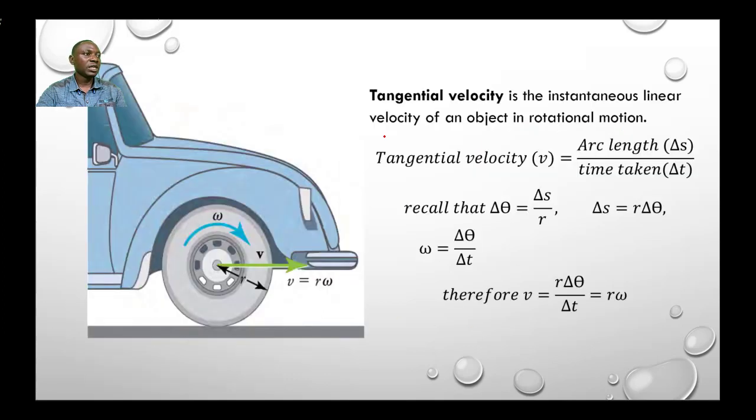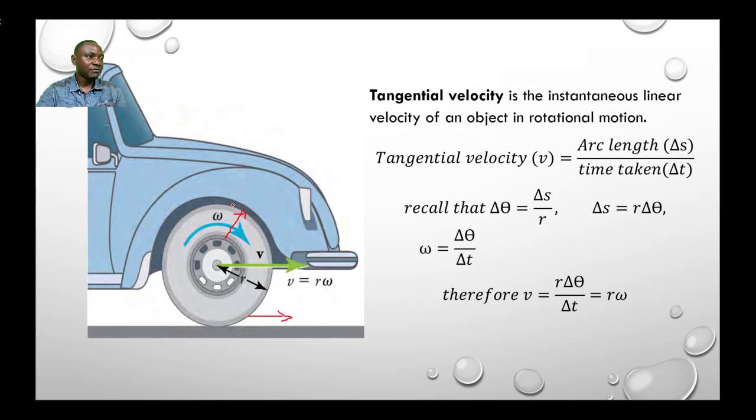Now, the next one is tangential velocity. Tangential velocity is the instantaneous linear velocity of an object in rotational motion. So, tangential velocity is when this body is moving towards this direction.